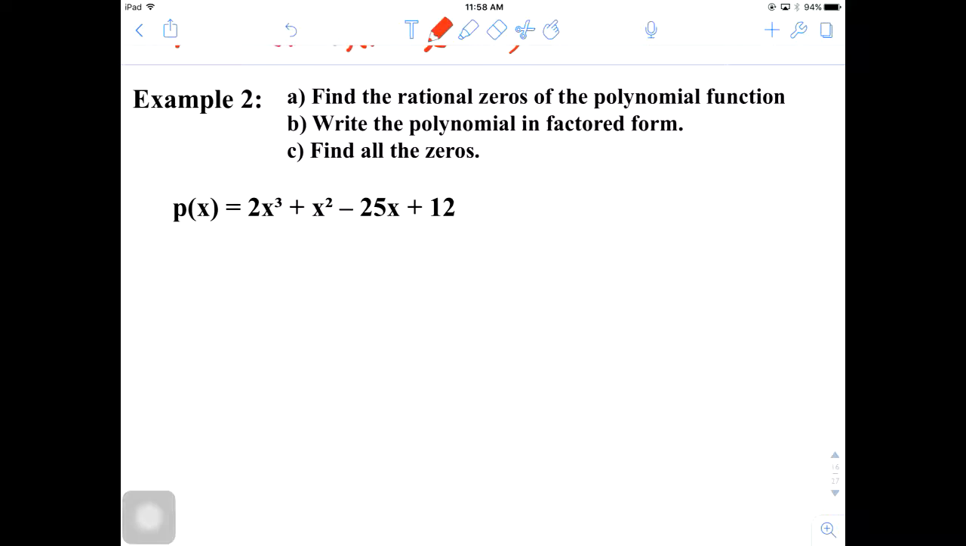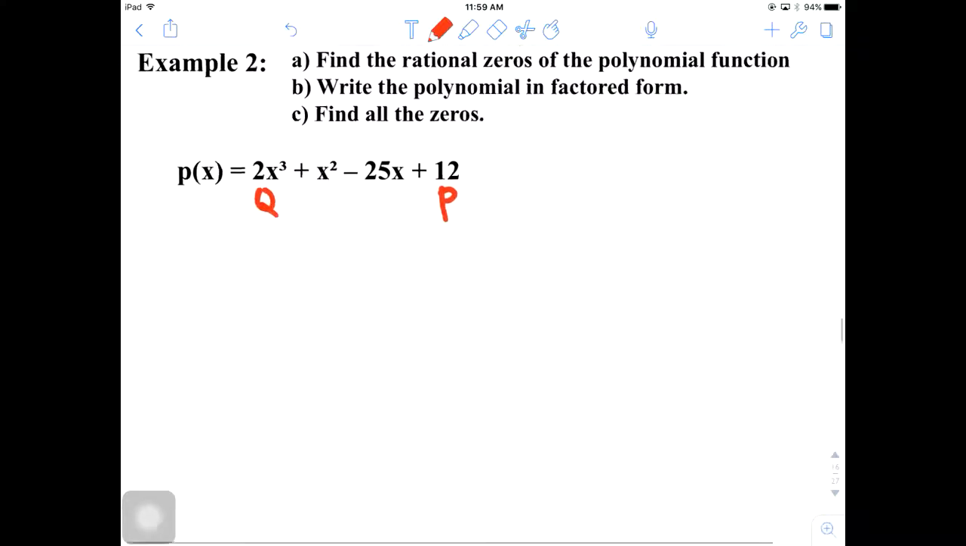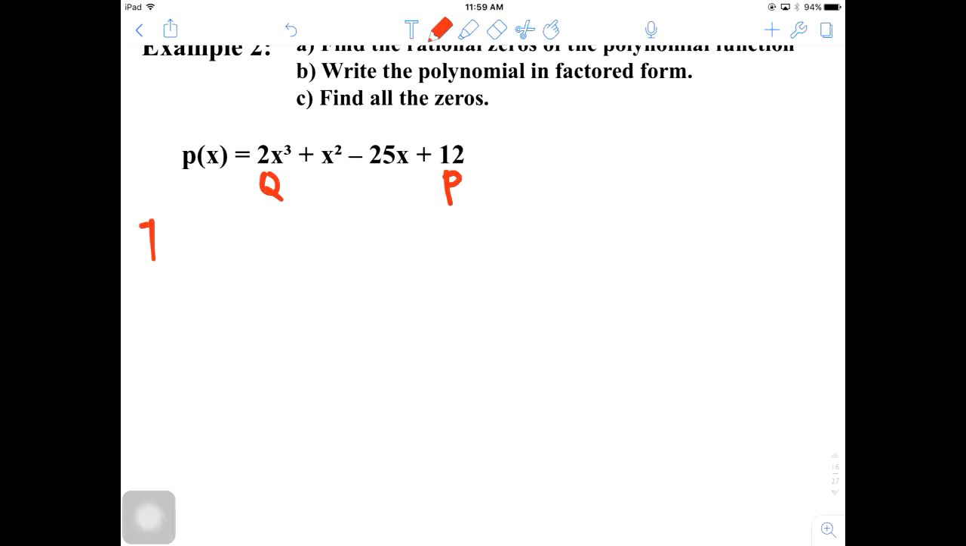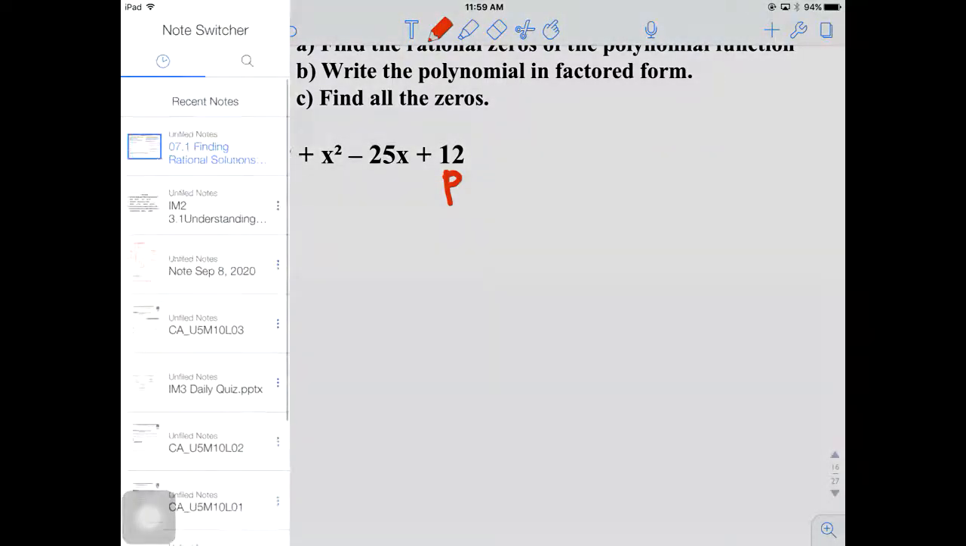It doesn't look like I can factor using GCF or grouping, so I'm going to do P and Q. This time, the factors of P are plus or minus 1 and 12, the same way that we did earlier, 2 and 6, and then 3 and 4. So those are all of the factors. Over the Q factors, which are plus or minus 1 and plus or minus 2, because Q is equal to 2. So those are the actual factors.